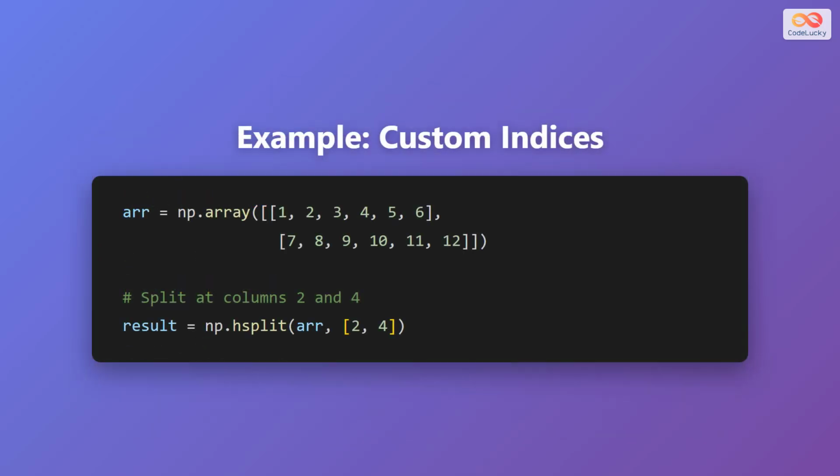You can also split at custom positions. Using the same array, we pass a list containing 2 and 4 as the second parameter. This creates splits at column index 2 and column index 4. The result will be 3 arrays, columns 0 to 2, columns 2 to 4, and columns 4 to 6.